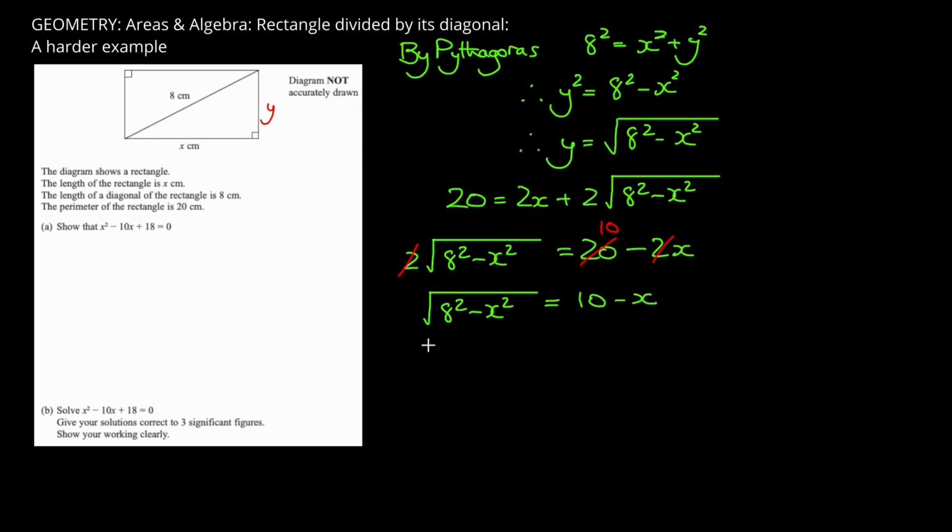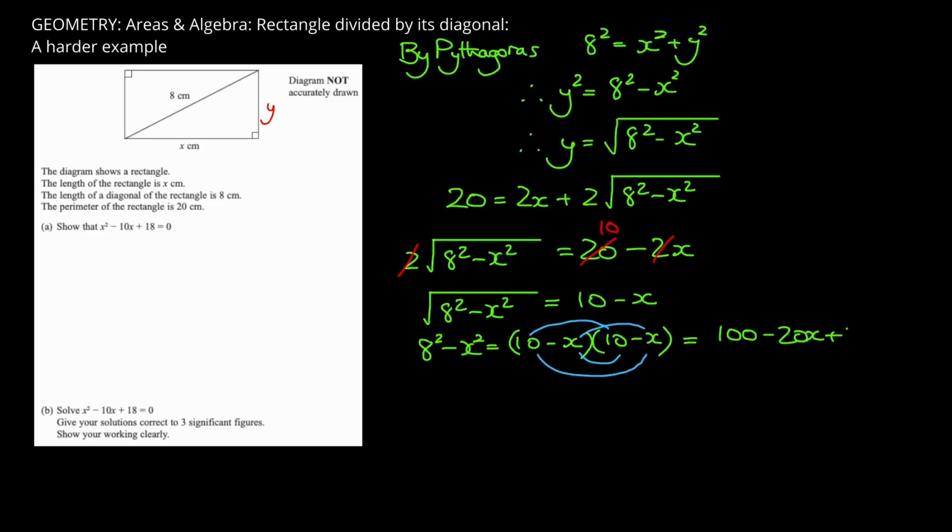We need to square both sides and get 8 squared minus x squared is equal to 10 minus x multiplied by 10 minus x. Okay, let's expand this right-hand side. And the right-hand side is equal to 100. The underneaths, this will give negative 10x. This would give another negative 10x. So this is negative 20x. And negative x times negative x is positive x squared.